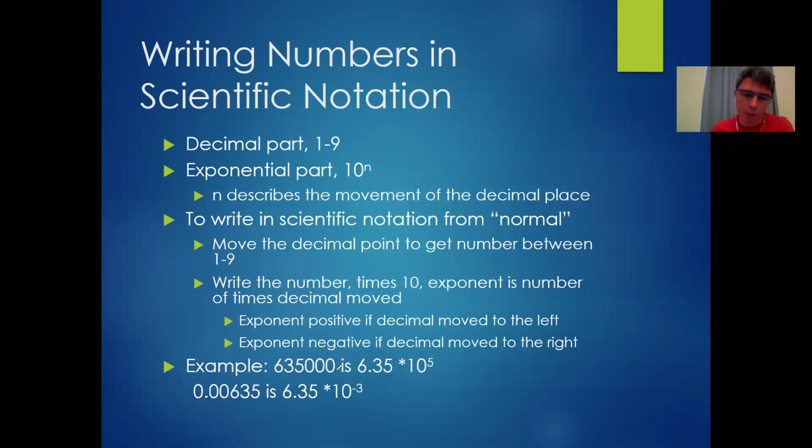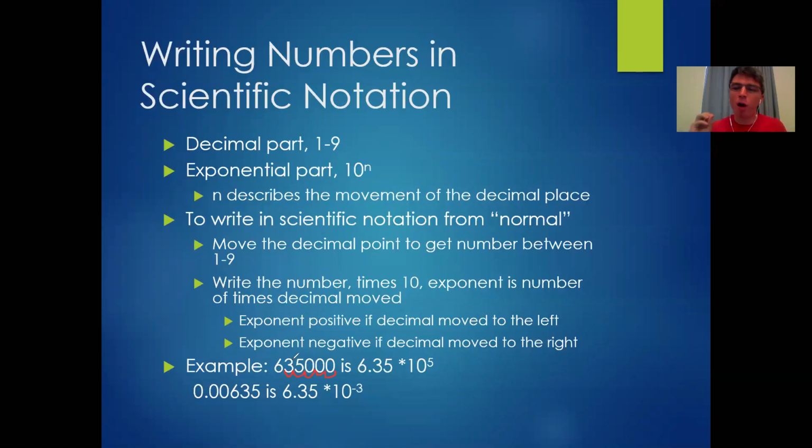635000. There's a decimal point right here, even though it's not shown. We're going to take it and move it 1, 2, 3, 4, 5 times, because this would be 6.35, which is between 1 and 9. So that's how we know to stop. Before that would have been 63, 635. If we go after that, it's 0.6, which is less than 1. So this is where we stop for our scientific notation.